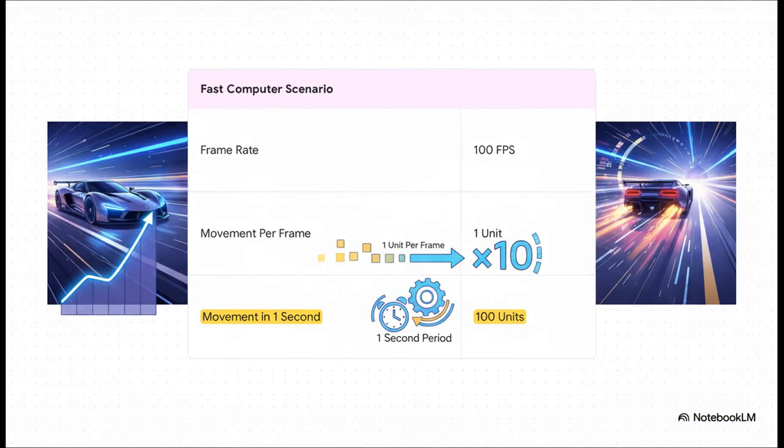But now, look at the fast computer. This thing is a beast. It's running at a blazing 100 frames per second. It is running the exact same code, move 1 unit per frame. But because its update loop runs 100 times every single second, the car moves a staggering 100 units in that same 1 second period. That's 10 times further. Suddenly our game's speed, the entire feel of the game, is completely tied to how much money the player spent on their graphics card. And that is a disaster.